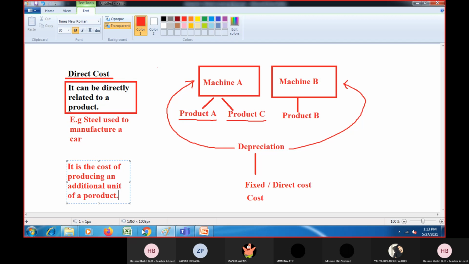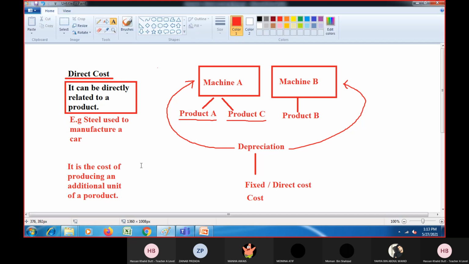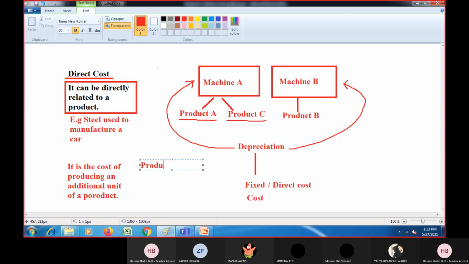Now, take an example. Let's say there is a product A, and we are producing different units of that product. Product 1, product 2, and then, let me drag it somewhere else. This is 1, this is 2, and this is the product and this is the total cost. Total cost.